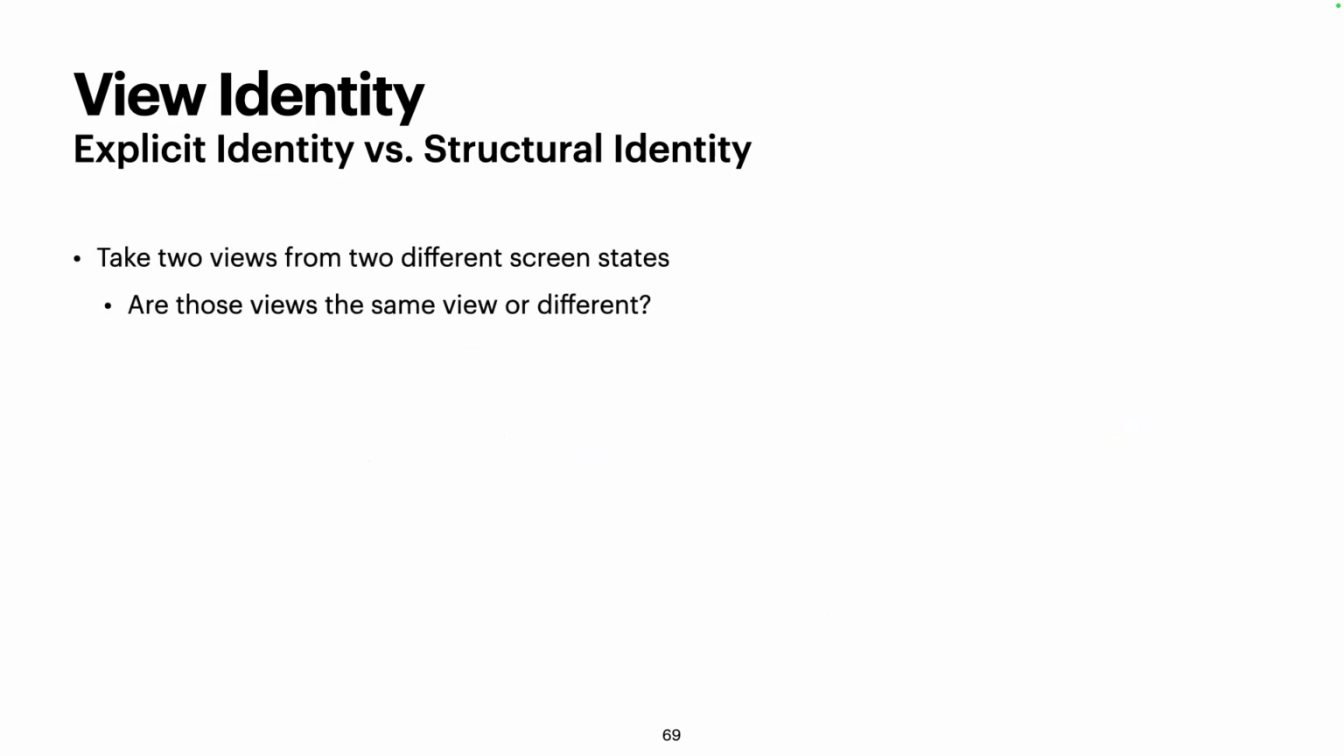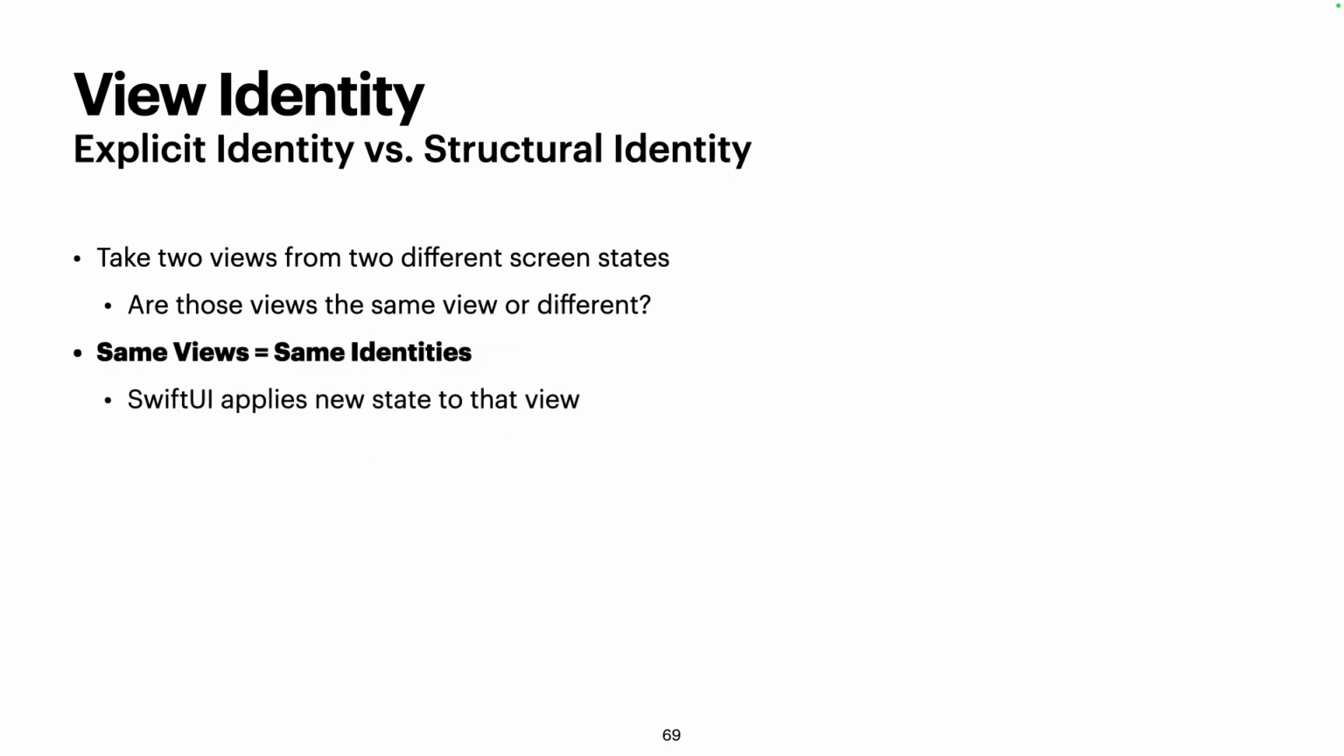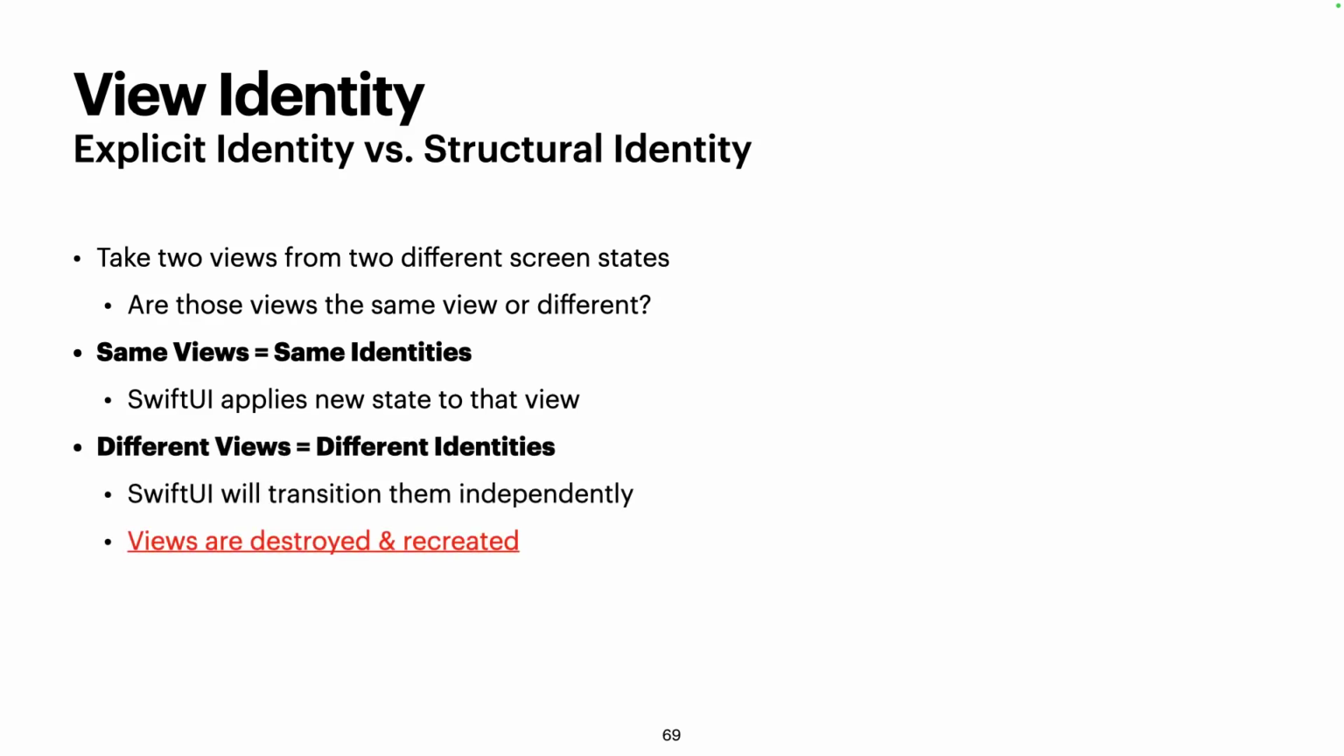So just to recap, the difference between explicit and structural identity. Again, the main question I want to answer is: if you have two views from two different screen states, are those views the same or are they different? If they're the same views, they have the same identities, and SwiftUI applies the new state to that view. If they're different views, they're different identities, and SwiftUI will transition them independently, right? Fade in and out. And those views are destroyed and recreated.